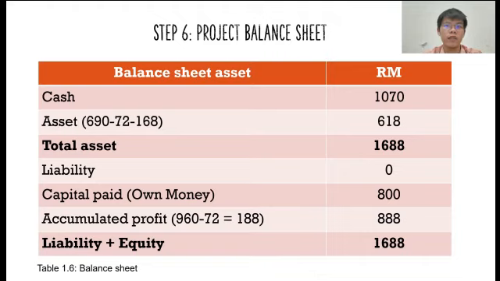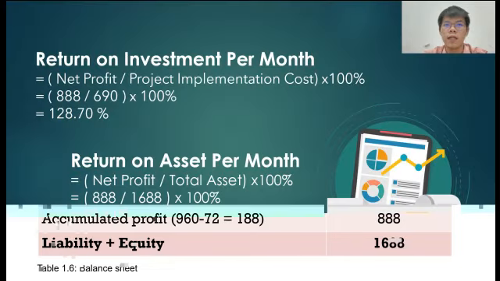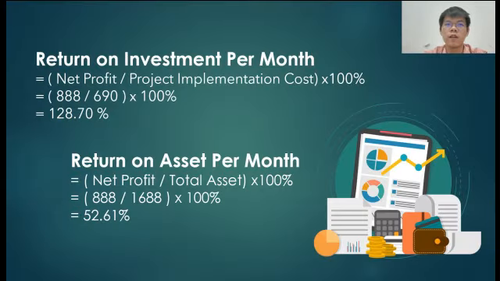The liability is zero since we do not apply for a loan. From the 800 ringgit capital paid and 888 ringgit accumulated profit, the sum of liability and equity is 1,688, which is the same as the total asset. Last but not least, through the financial planning, it is found that the return on investment per month is 128.7%. However, the return on asset per month is 52.61%.